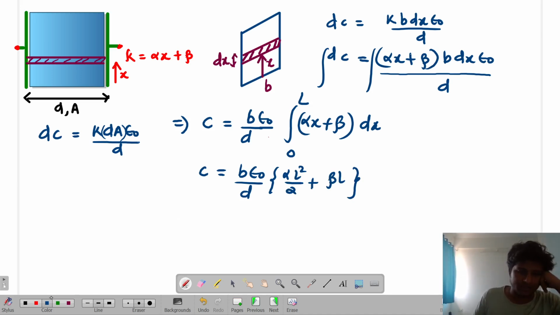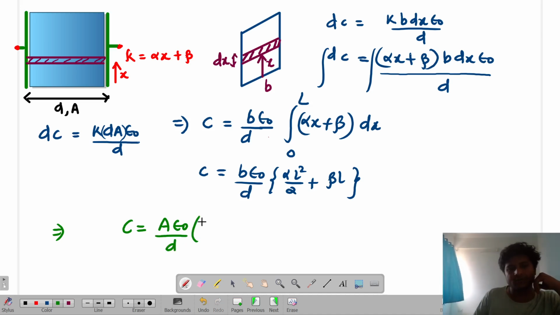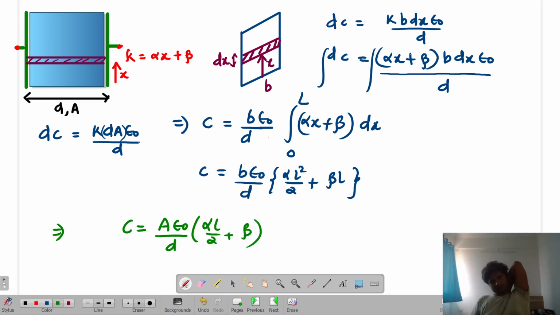So I can just multiply. I can write this C as, let us take L common. So C will become L into b, means area A epsilon naught by D, into alpha L by 2 plus beta. Are you able to get me or not? Is that clear? So this was about the variation of capacitance with the help of areal length and all. Is that clear or not?